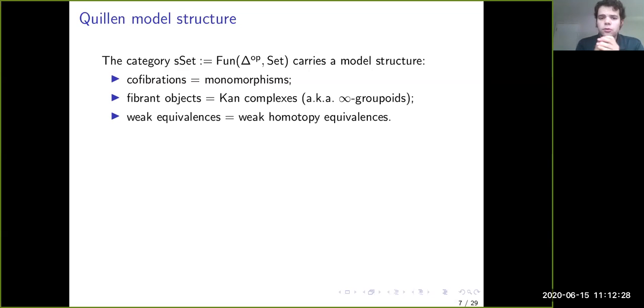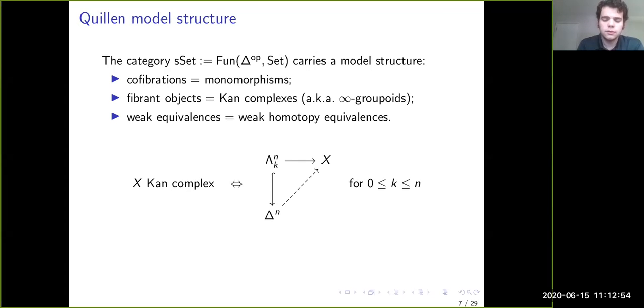So one of the most well-known examples of a model structure is this model structure that we have on the category of simplicial sets called the Quillen model structure. So in this, the cofibrations are the monomorphisms. The fibrant objects are specific simplicial sets that we call Kan complexes, or infinity groupoids, and the weak equivalences are what we call weak homotopy equivalences. So to explain exactly what these things are, a Kan complex is a simplicial set which satisfies a certain lifting property. So we have these special simplicial sets that we call the n,k horns, Λ^n_k. These we obtain from the standard n-simplex by removing the interior of the simplex and the k-th face. So this property says that if you have one of these maps from an n,k horn into X, it can be extended to a map from the standard simplex into X.